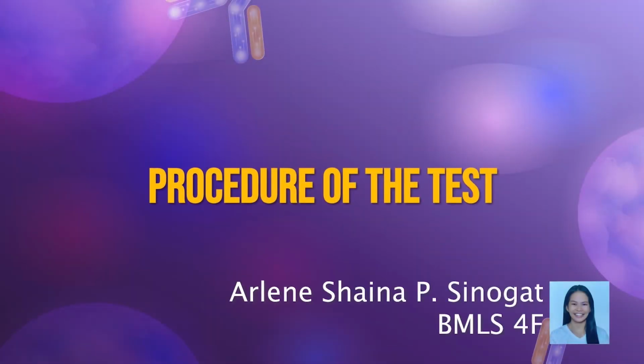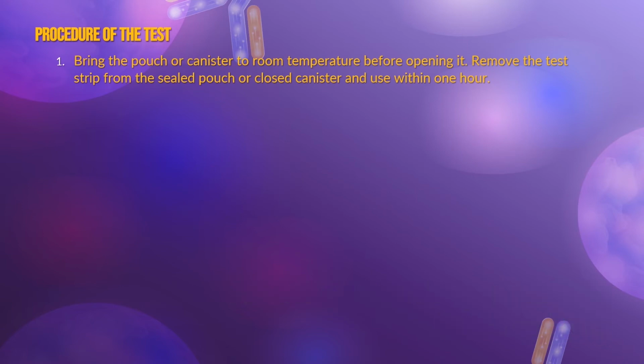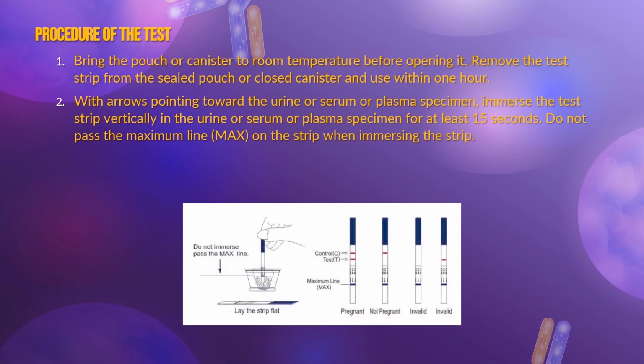Procedure of the test. First, bring the pouch or canister to room temperature before opening it. Remove the test strip from the sealed pouch or closed canister and use it within 1 hour. Second, with the arrow pointing towards the urine or serum or plasma specimen, immerse the test strip vertically in the specimen for at least 15 seconds. Do not pass the maximum line on the test strip when immersing the strip. See the illustration below.